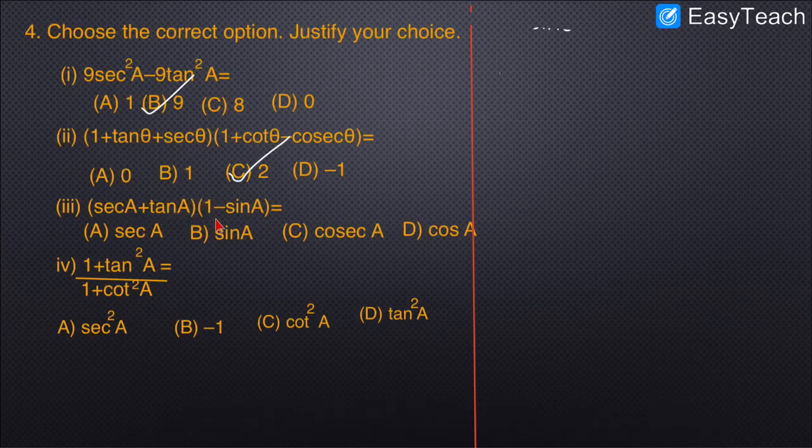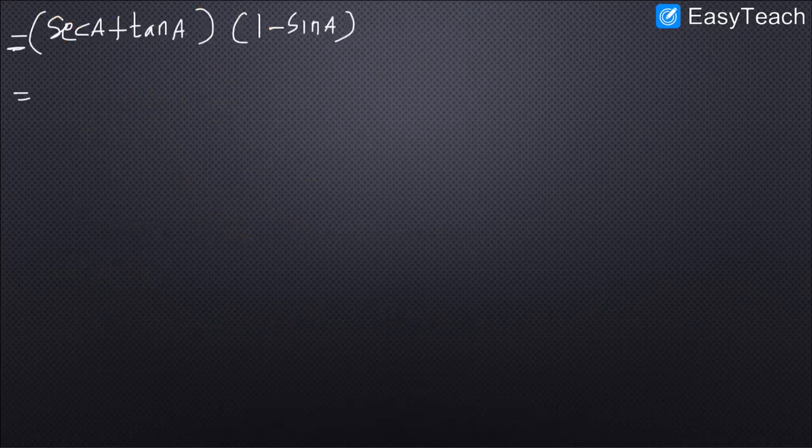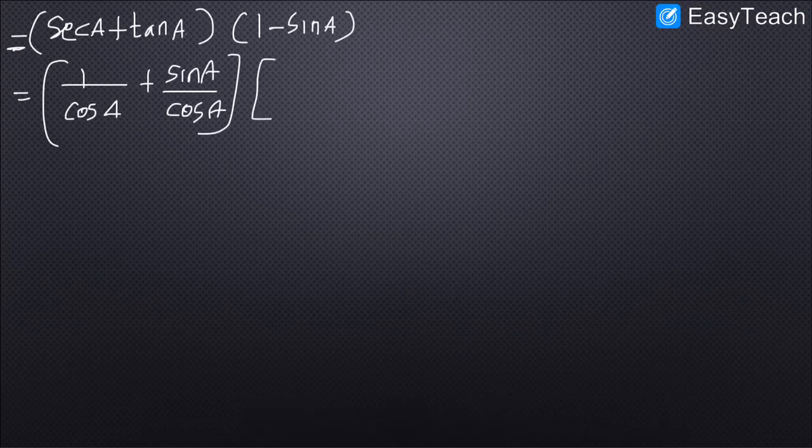Okay, let's do the third one. Secant A plus tan A into 1 minus sin A equal, it's given 4 options. Okay, here also let's substitute. For secant A, write 1 by cos A. For tan A, write sin by cos A. And this is over. So next step, I write as it is, 1 minus sin A.